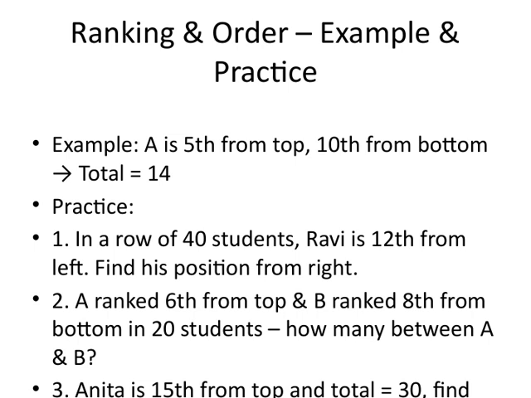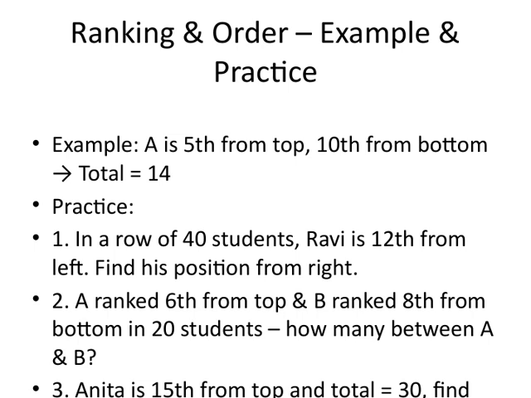Next, consider two students, A and B. A is ranked 6th from the top, and B is ranked 8th from the bottom, in a class of 20 students. To find out how many students are between A and B, we need to find their positions from the same side and then subtract. A's position from the top is 6, and B's from the bottom is 8. Since the total is 20, B's position from the top is 20 minus 8 plus 1, which equals 13. Now, the number of students between A and B is 13 minus 6 minus 1, which equals 6.